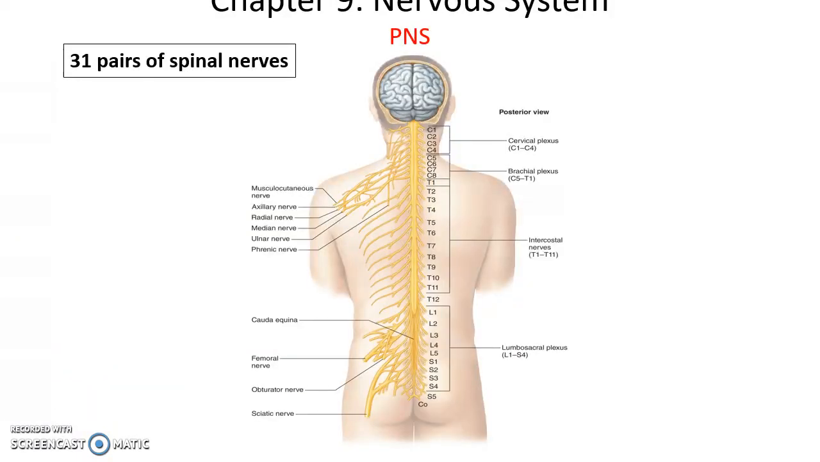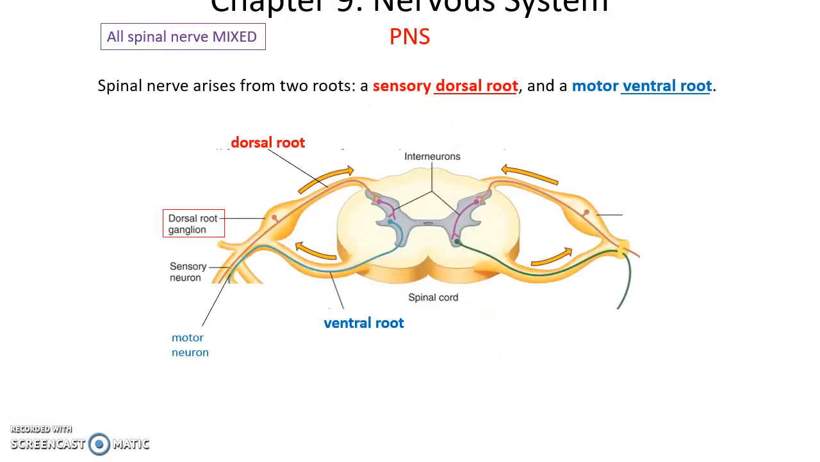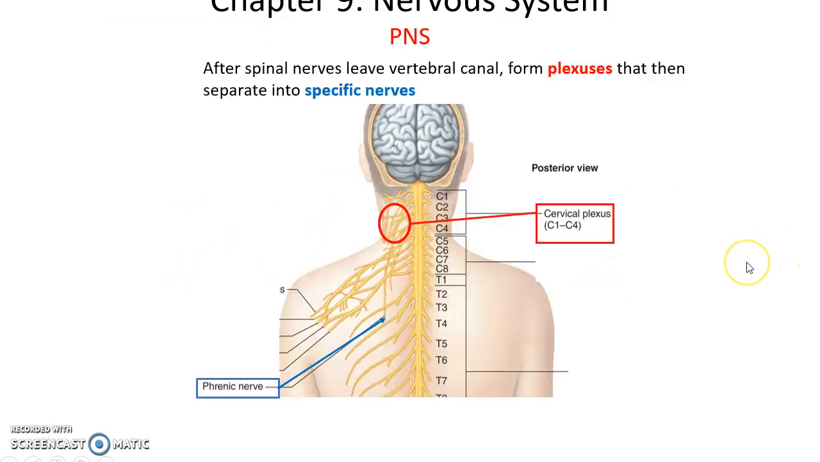Peripheral nervous system. There are 31 pairs of spinal nerves. They are mixed nerves. They both have sensory information and motor information traveling through them. The sensory information is being transmitted through the sensory dorsal root to the posterior side of the spinal cord. The motor information is leaving through the anterior side through the ventral root. When they come together, you get the spinal nerve.